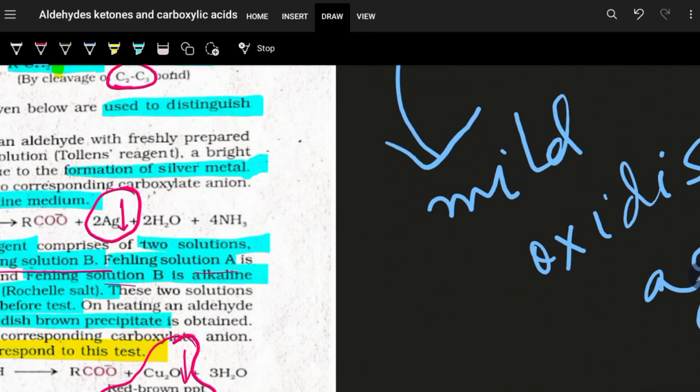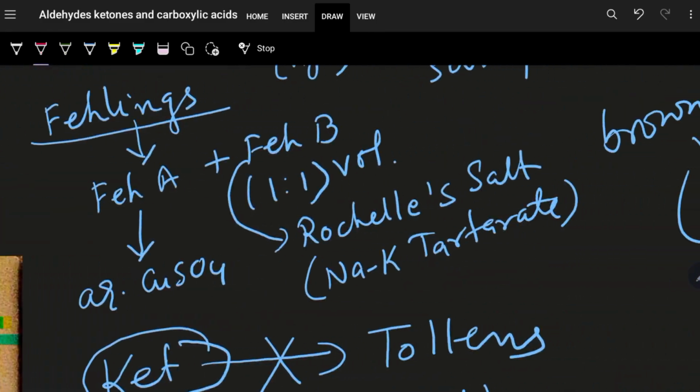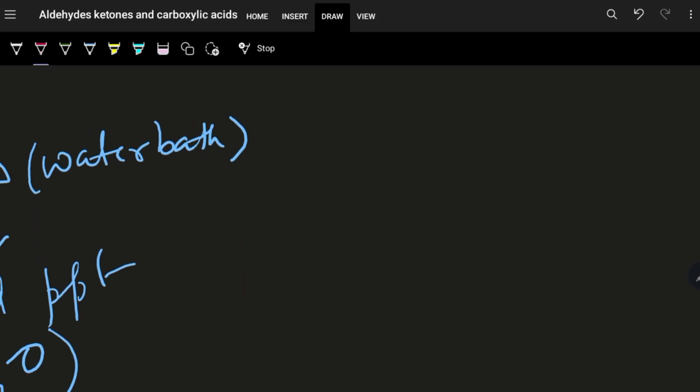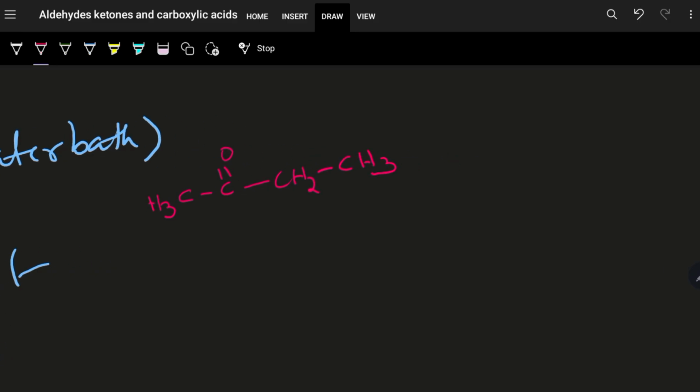Suppose I give you an example. Okay, I need to go to the extreme right side for the example now. Suppose I say CH3, C double bonded O, CH2, CH3. This is an example and I am doing oxidation of it. And as per this, what will I say? This is my way of breaking. Say this is 1 and this is 2.